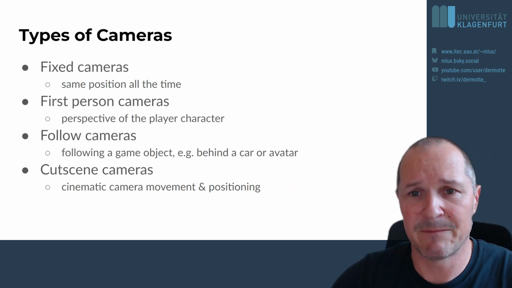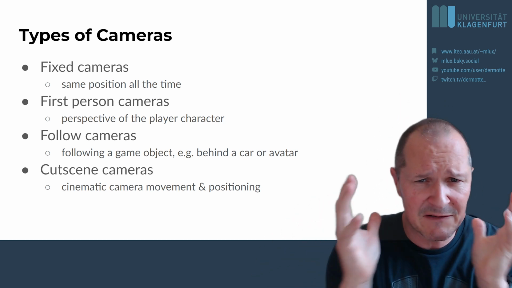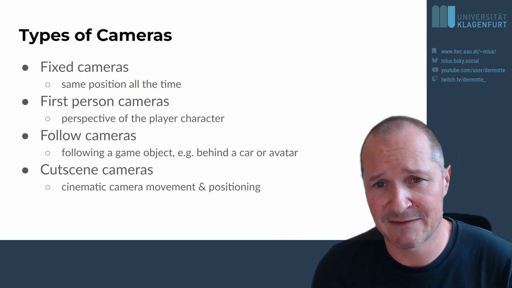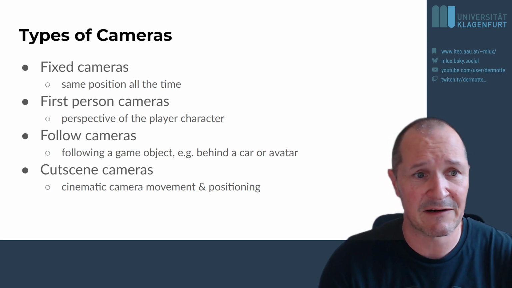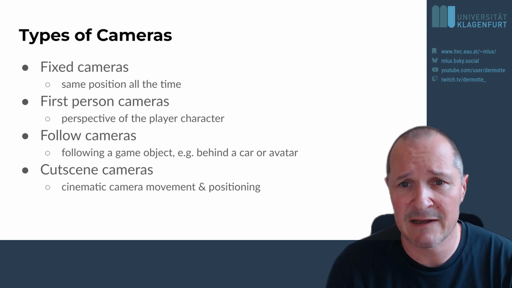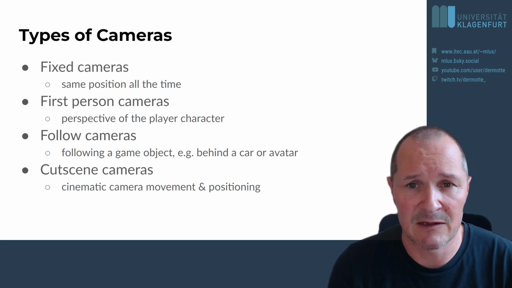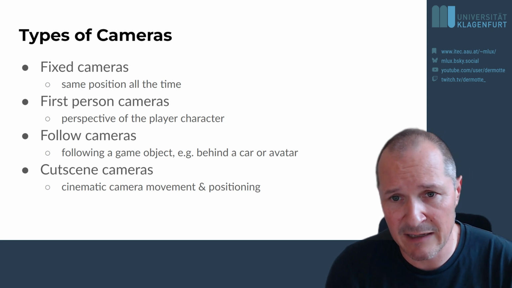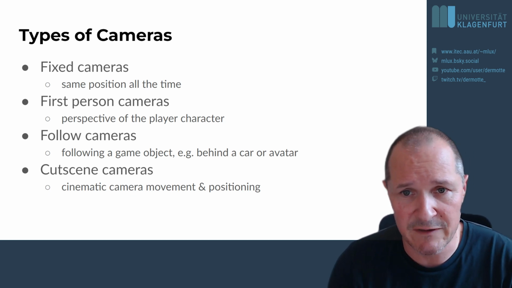Types of cameras. In games, we have different types of cameras. So there are so many viewing angles on cameras. Yeah, so orthographic versus perspective. Field of view, then how to move the cameras, and there are types of cameras which connect to the movement of the cameras. So one type of camera is the fixed camera. You have the same position all the time. That would be the camera from Bomberman or from Pac-Man, where you never ever move the camera.